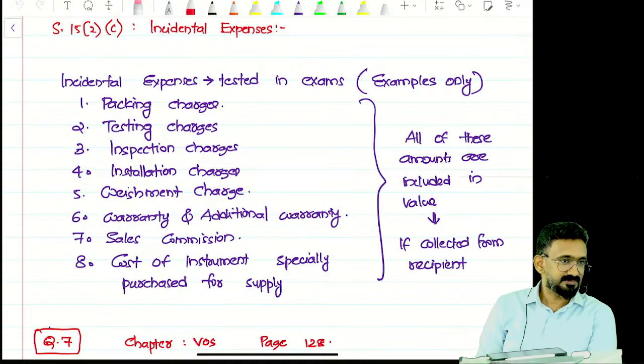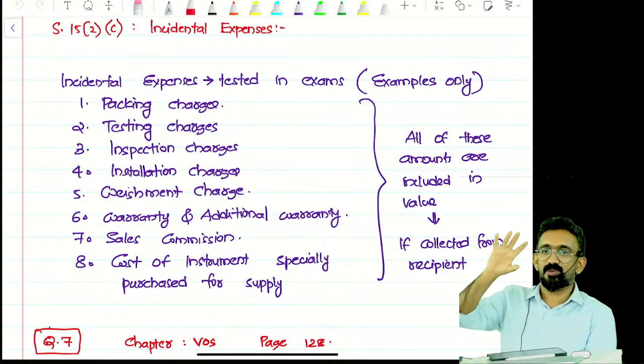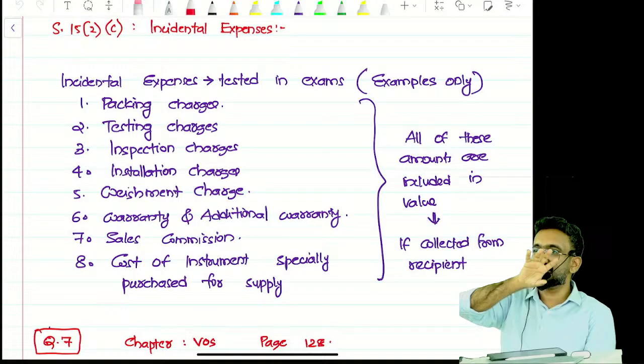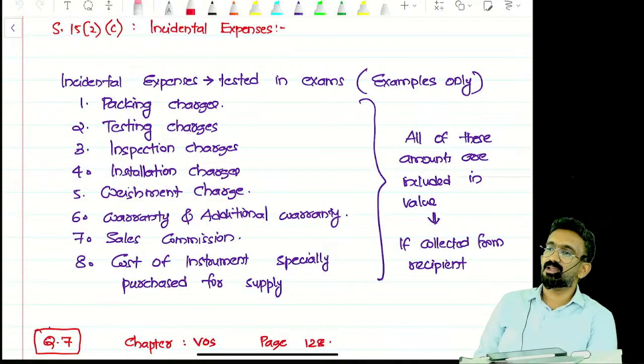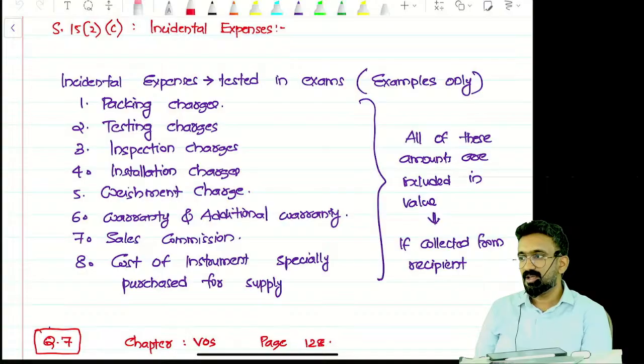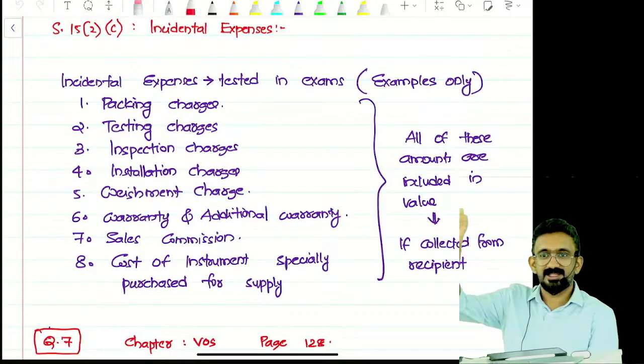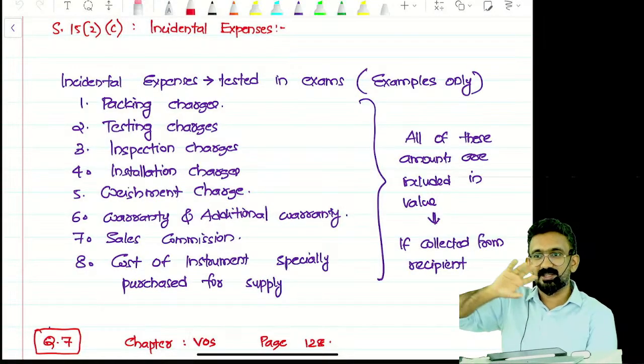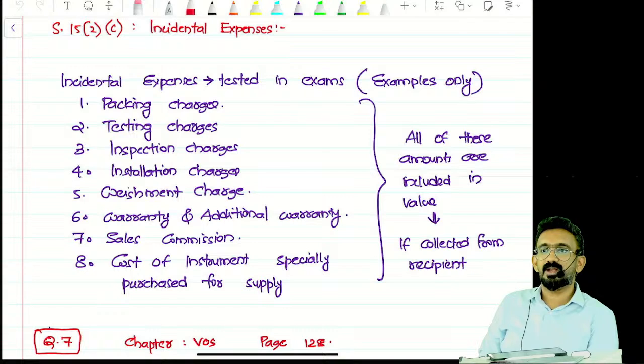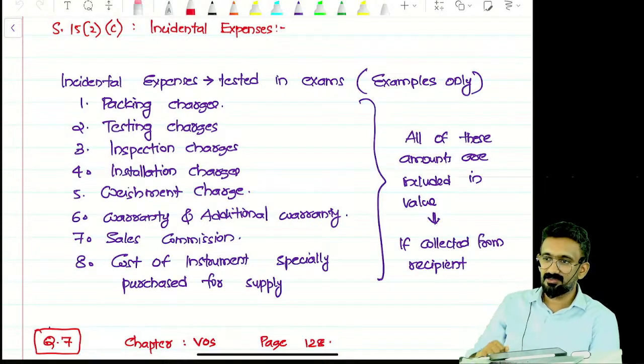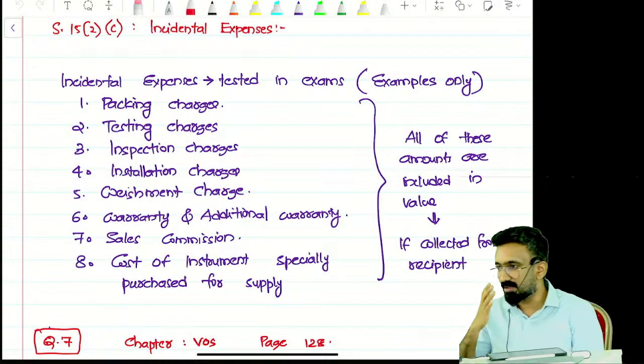Packing charges: they show packing charges separately. Product price is 100 rupees, packing charges 10 rupees. What is the value of supply? 110. Very simple. If they show product price 100 rupees, packing charges 10 rupees, testing charges 10 rupees, what is the value of supply? 120. These are incidental expenses incurred by the supplier in relation to supply. Finally I collected them from you, so I separately show them in the bill, and we add them to the value.